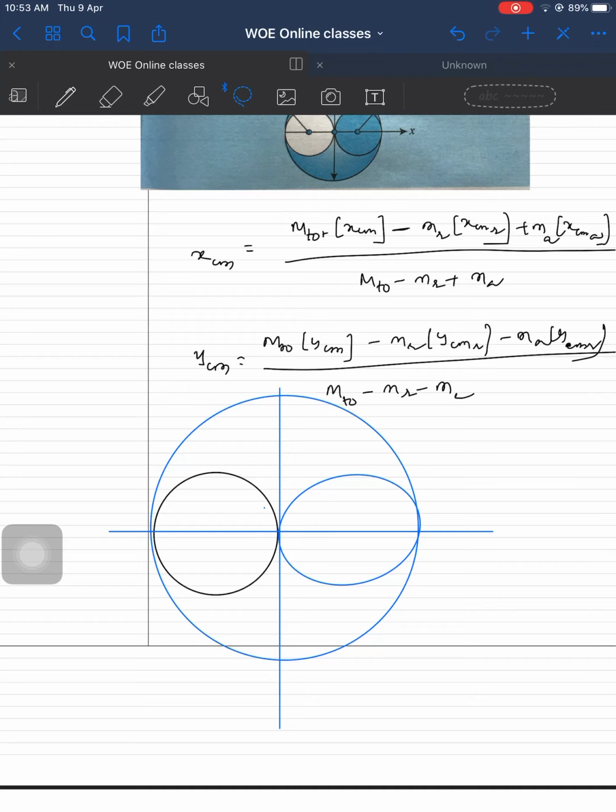Now what is the removed part's center of mass position? Initially this is the origin 0, 0. The center of mass of the removed part will be at its center, and it will be minus r by 2 is the distance from here to here, so minus r by 4 comma 0. Why minus r by 4? Okay, it's not minus r by 4.